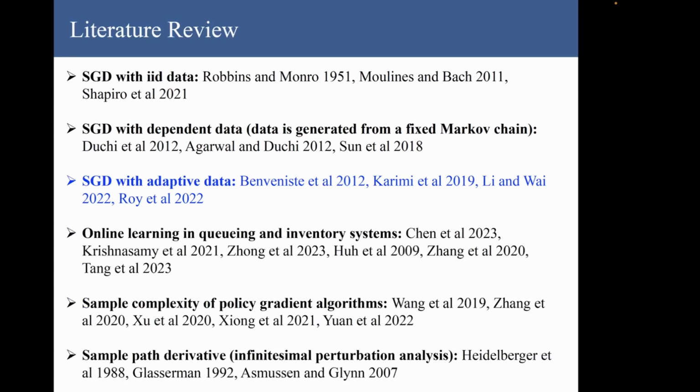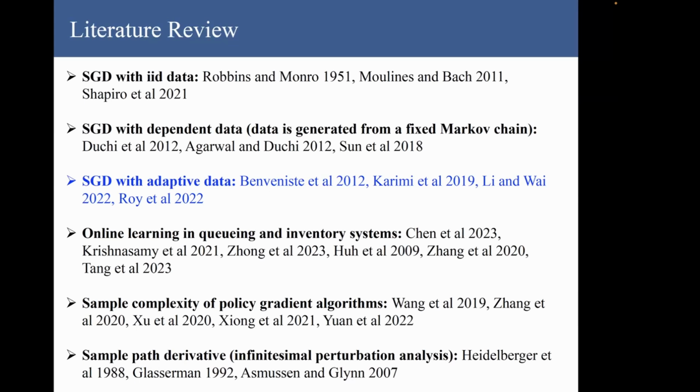So the work that I'm talking about is also related to online learning in operations research and also sample complexity for policy gradient algorithms. The main difference between our work and these applications is that they use some similar idea as what I said before. They do carefully designed batch updates, hopefully by running a long enough batch, they get around this issue of adaptivity.